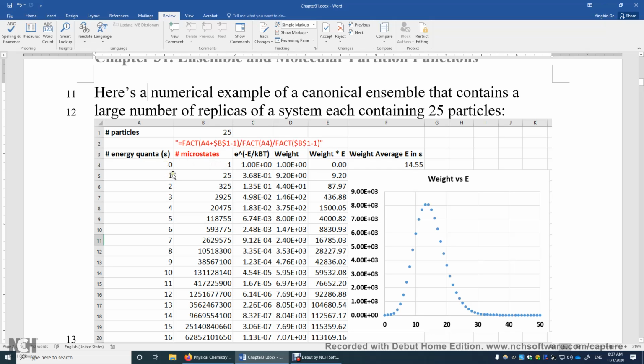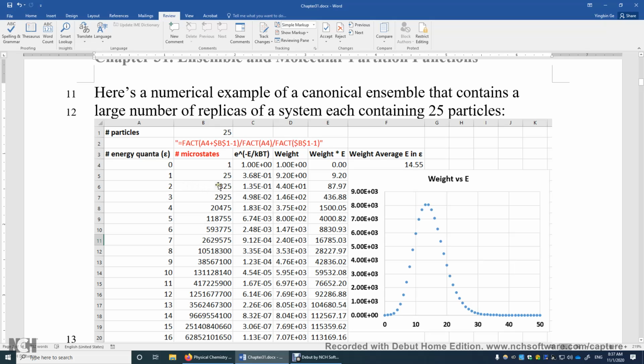What if we have 1 energy quantum? Well, there are 25 different microstates, because you can give this energy quantum to one of these 25 different particles. Now, what if you have 2 energy quanta, 2 epsilon? Well, the number of microstates is 325.